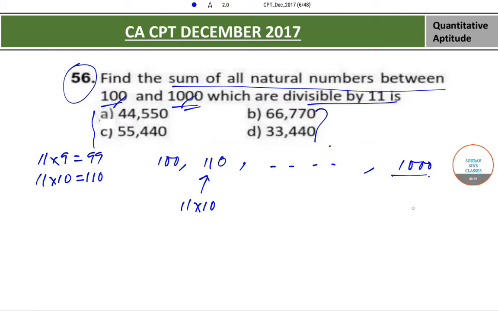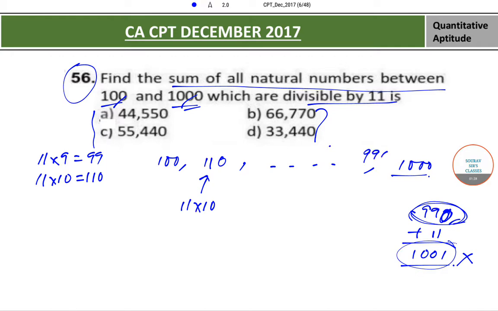Now we know that 990 is divisible by 11. And if we add another 11 to this, it comes to 1001. So 1001 is greater than 1000, and we are not concerned with this number. We'll take the last number which is divisible by 11, which is 990.